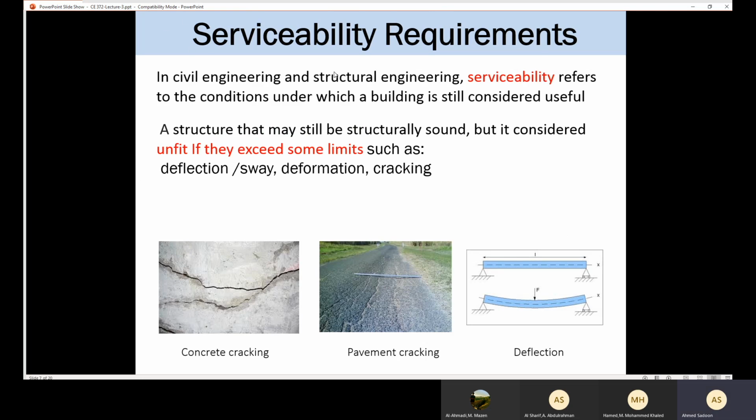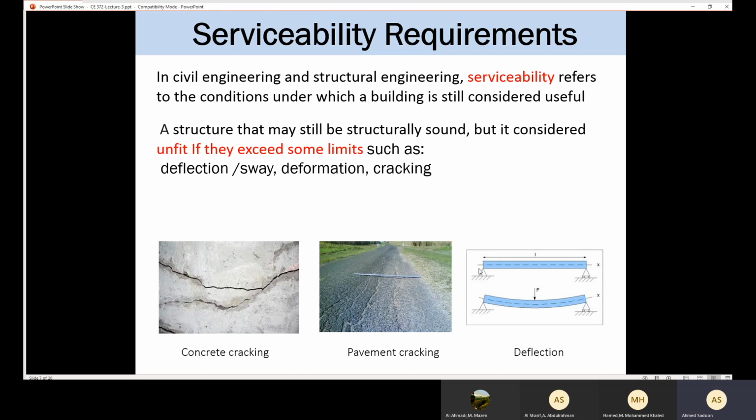Also, we have the serviceability requirements. Serviceability requirements in civil engineering and structural engineering refer to the conditions under which a building is still considered useful. A structure may still be structurally sound, which means I can use the structure without any problem, but it is going to be considered unfit if it exceeds some limits, such as deflection, sway, deformation, and cracking.